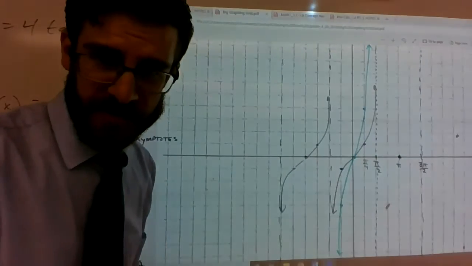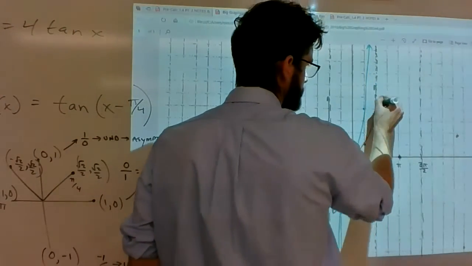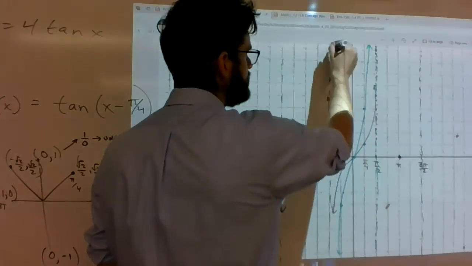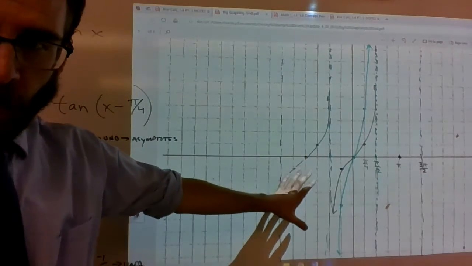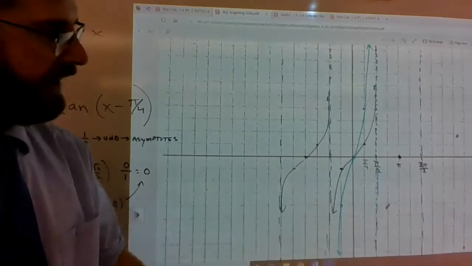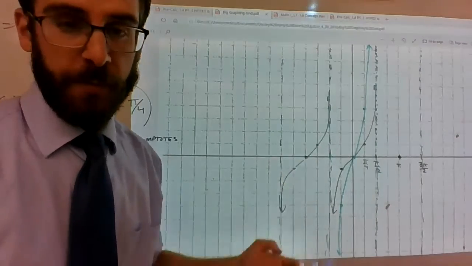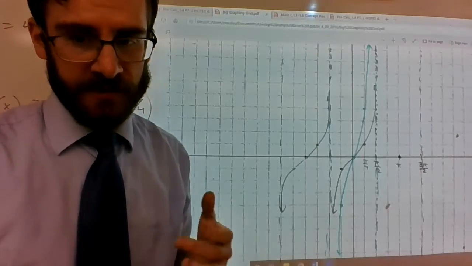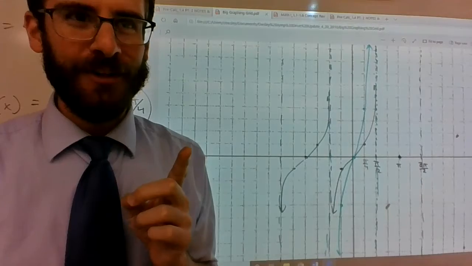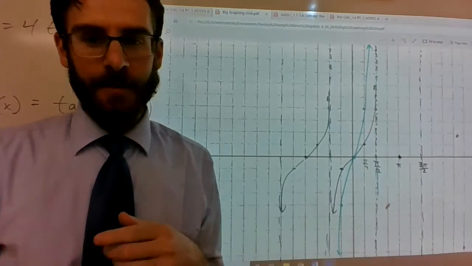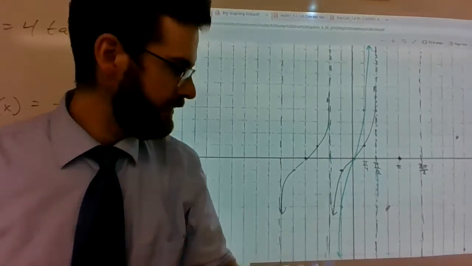Are the asymptotes the same? Yes, they are. And this would represent one period of 4 tangent of x. Two of them would just be two of the curves. Remember, a period or a cycle represents the amount of time it takes before you get back to the starting point.